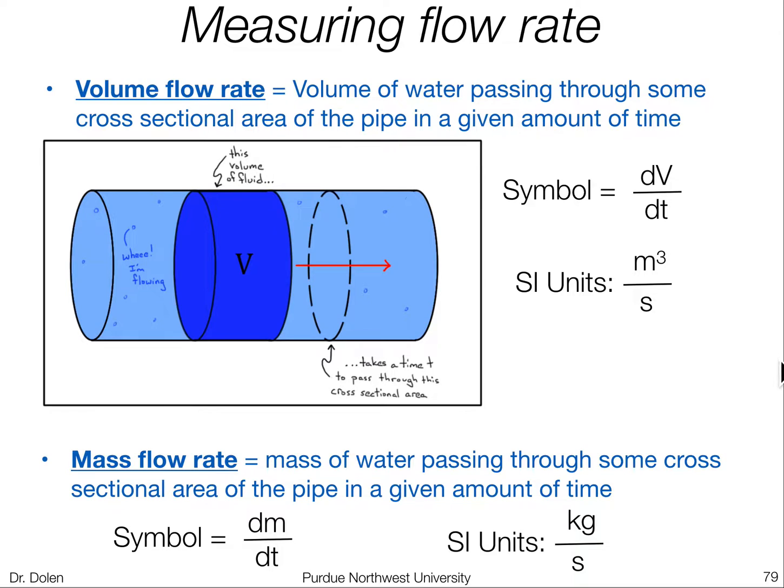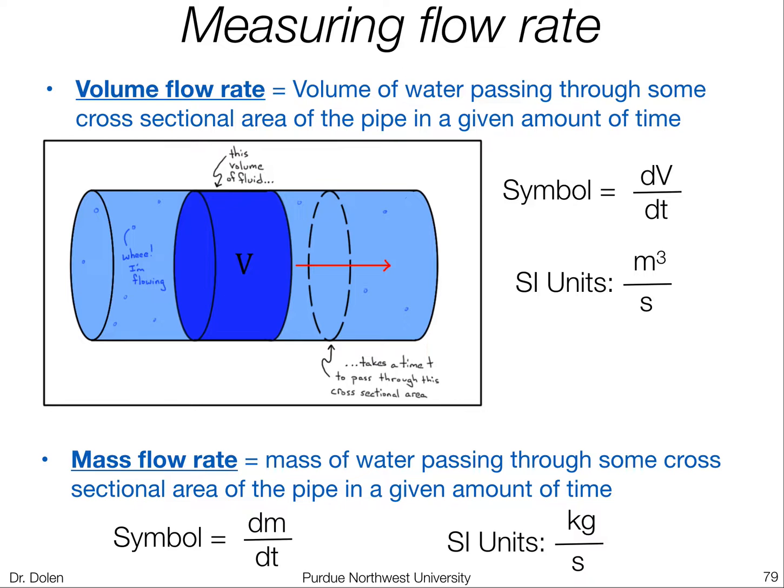Okay. Another way you can measure flow rate is the mass flow rate. Instead of measuring how much volume is passing a given point in a period of time, you can measure how much mass of fluid, right? How many kilograms of fluid are passing a given point in a given period of time. Obviously, mass flow rate and volume flow rate are very related. They're related by density, but you will see mass flow rate on occasion. So the symbol for mass flow rate is dm/dt, and the units are kilograms per second. We'll likely use this a little less often than volume flow rate, but I wanted to introduce the idea anyway.